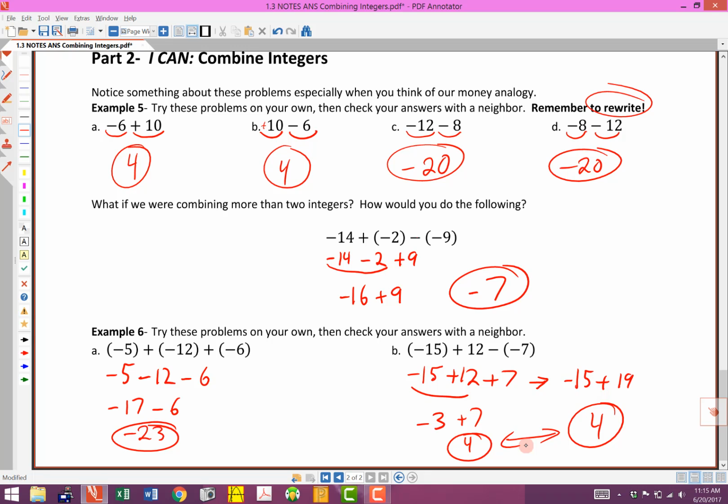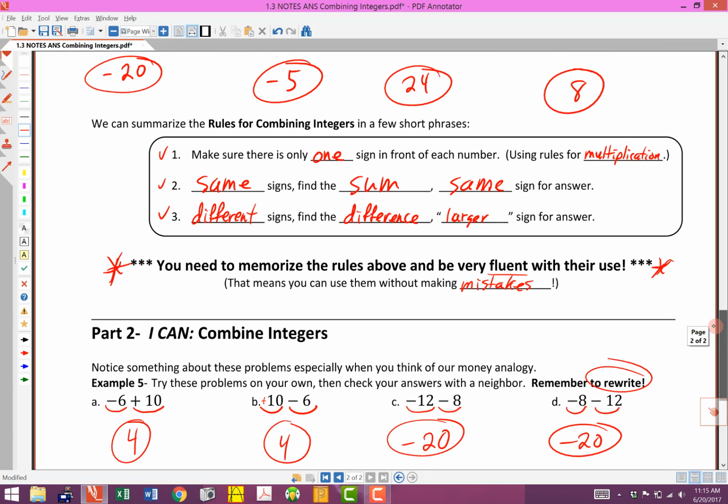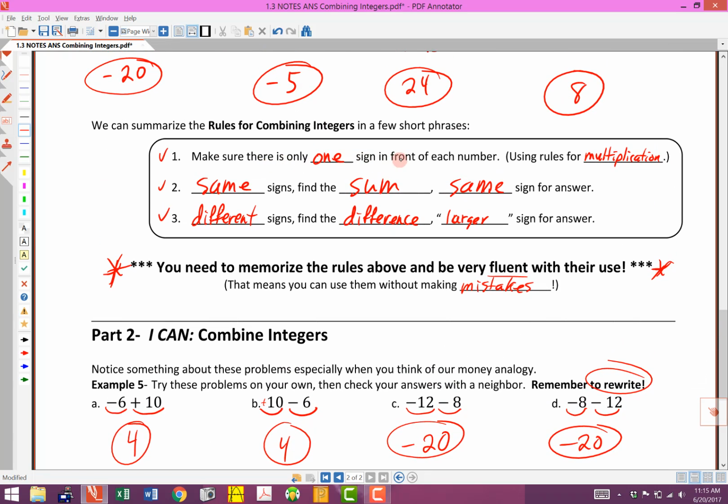Totally fine. So anyway, those are a couple ways where you can deal with 3 or 4 integers that you're combining together. Again, got to make sure that you've got one symbol, one sign in front of each one of the numbers, and then we just apply those rules that we talked about before. And again, one sign in front of each number, use the rules for multiplication. Same signs, find the sum, give it the same sign for the answer. Different signs, find the difference, give it the sign of the larger one.